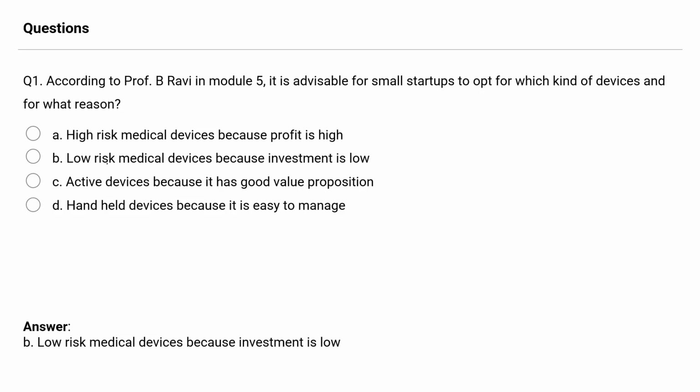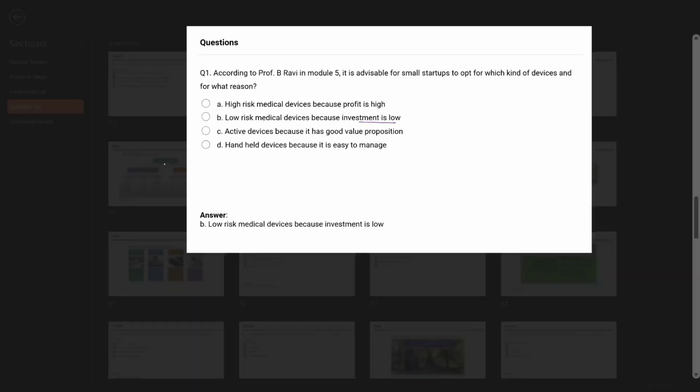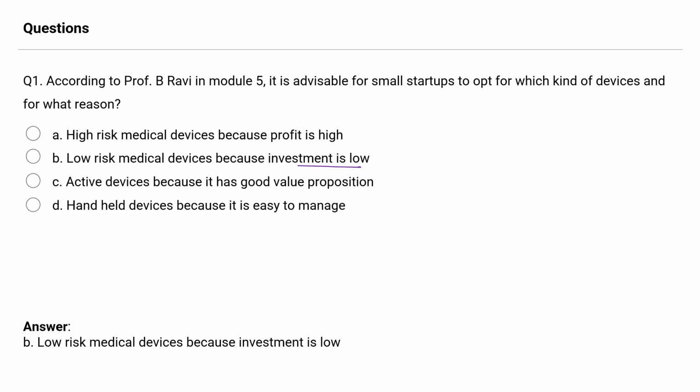So, low risk medical devices, because the investment is low. Low risk इसीलिए बोलते हैं क्योंकि इन्वेस्टमेंट लो होता है, and because you are at the beginning of your startup, you are a small startup and you cannot afford that kind of regulation and testing in high risk devices, right? इसलिए low risk devices is a much better area to begin with. So the correct answer for this question is option B, which is the second option. If you are a small startup beginning out, you can go for low risk medical devices because the investment is really low.